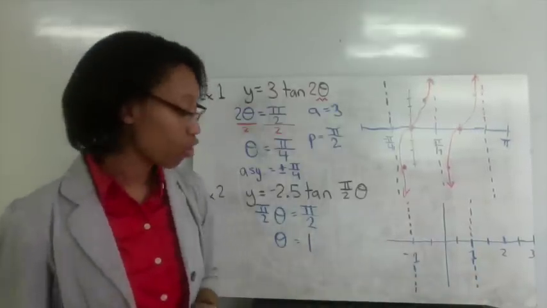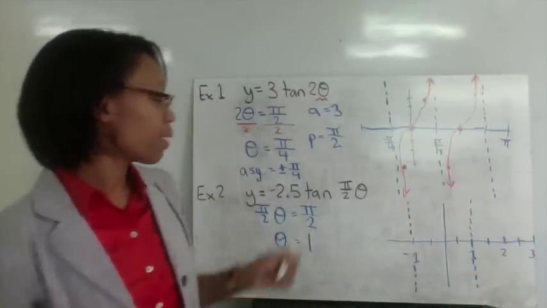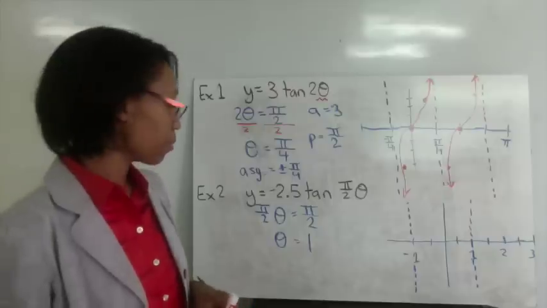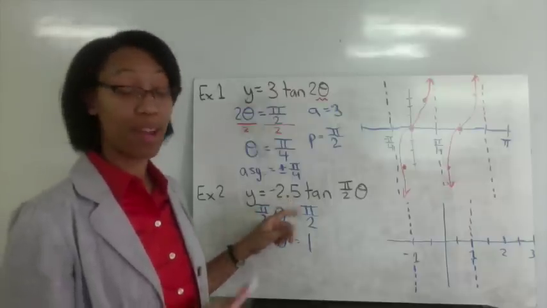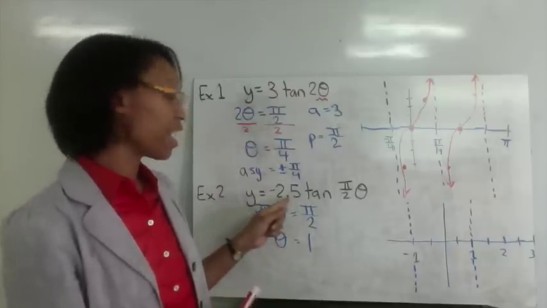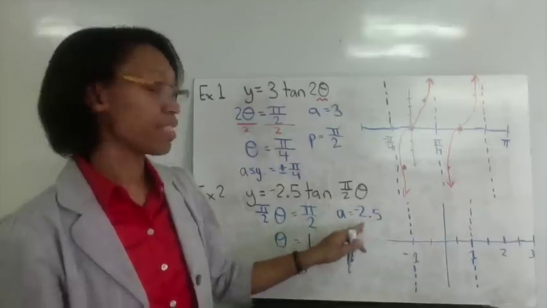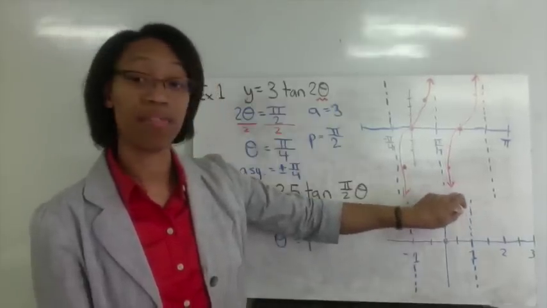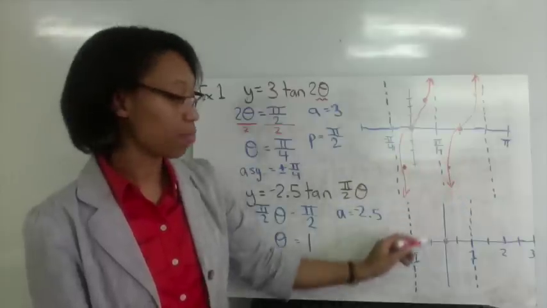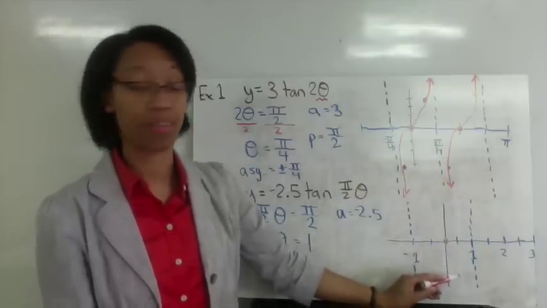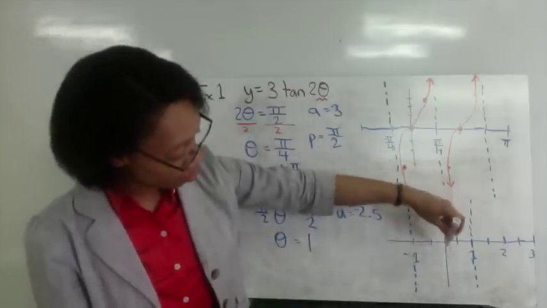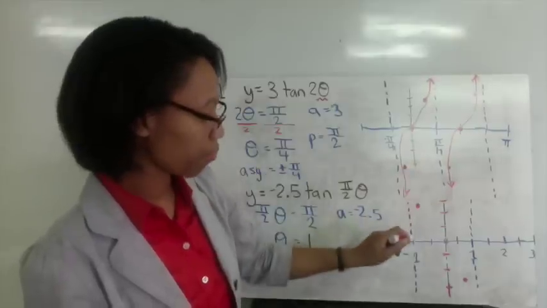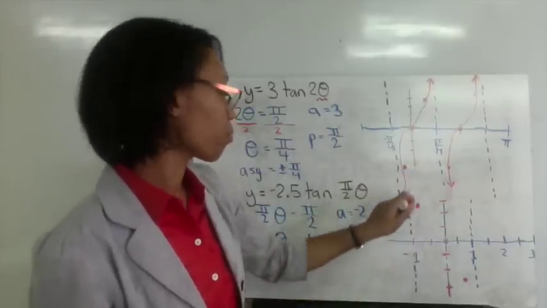Okay, now let's draw on the graph. It looks like my amplitude this time, or not the amplitude, but my vertical stretch is negative 2.5. Since the A value is negative, instead of starting up 2.5, I'm actually going to come over and start down 2.5. So let's see, 2.5, and draw in our function.